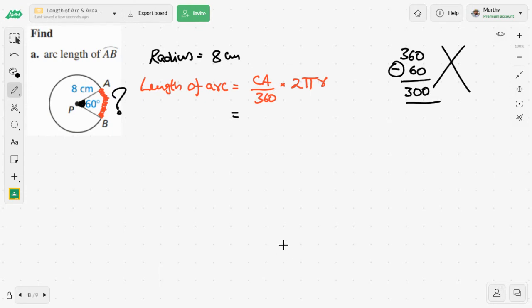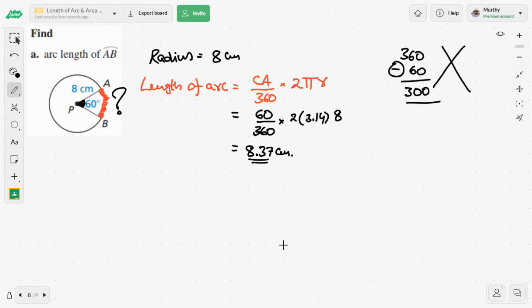Okay, here the central angle is 60 degrees over the total angle, which is 360, times 2 times pi. Do I have to take 22 over 7 or 3.14? It depends upon the radius. Radius is 8, which is not a multiple of 7. So I'm taking 3.14. Let me grab my calculator and compute 60 over 360 times 2 times 3.14 times 8 equals 8.37 centimeters. Questions on this?